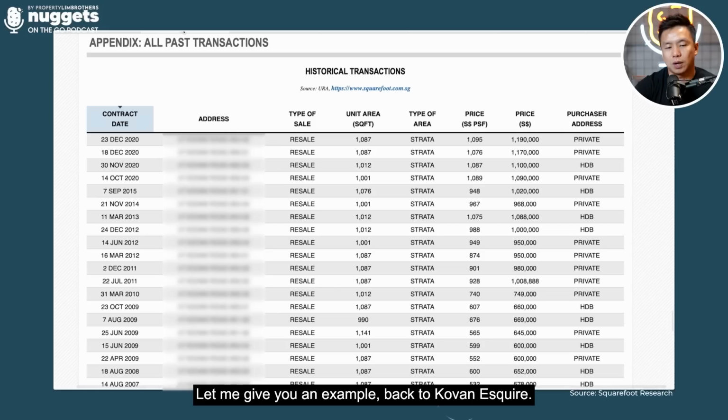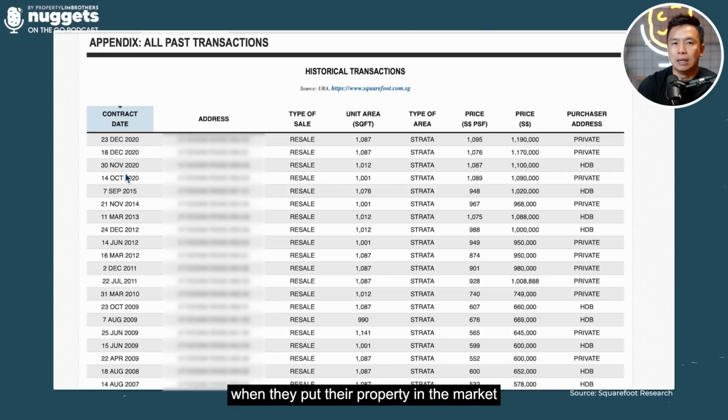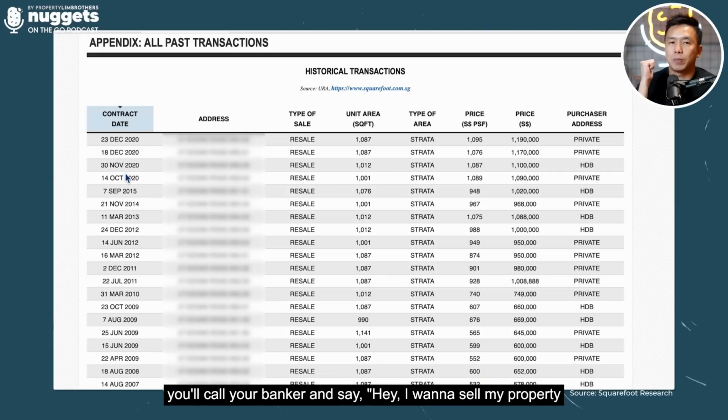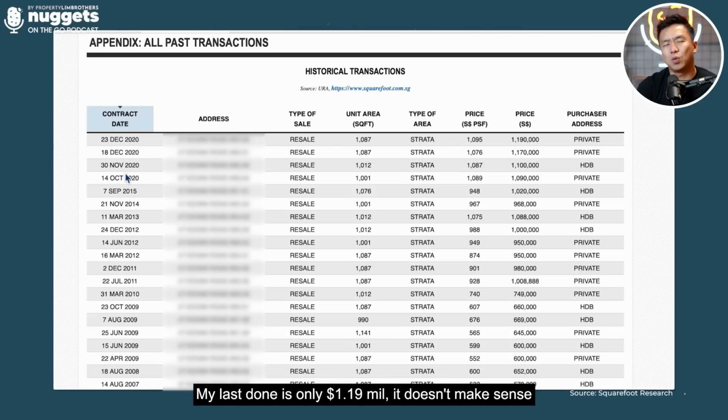Back to Kovan Esquire. Somebody owning Kovan Esquire now in the year 2023, when they put their property in the market, might firstly call their banker. So let's say you own a property at Kovan Esquire, you call your banker and say, hey, I want to sell my property here, 1087 square feet. My last done is only 1.19. It doesn't make sense because mine is a 3-bedder. Kovan Melody, 99 years, balance 80 years, is already asking for 1.8, 1.9 million. What is my bank valuation?